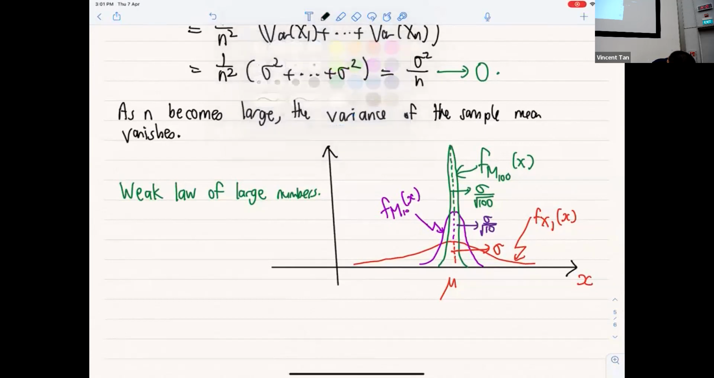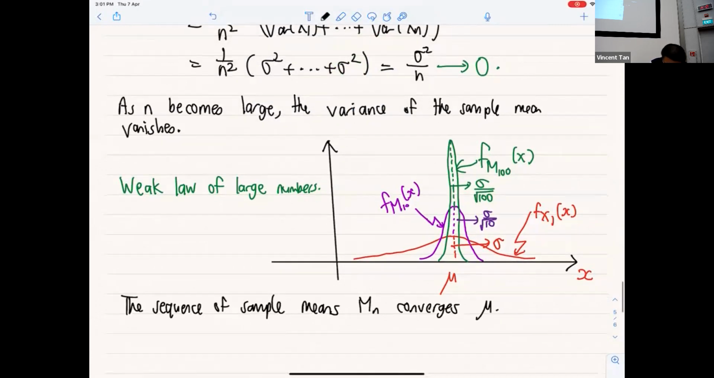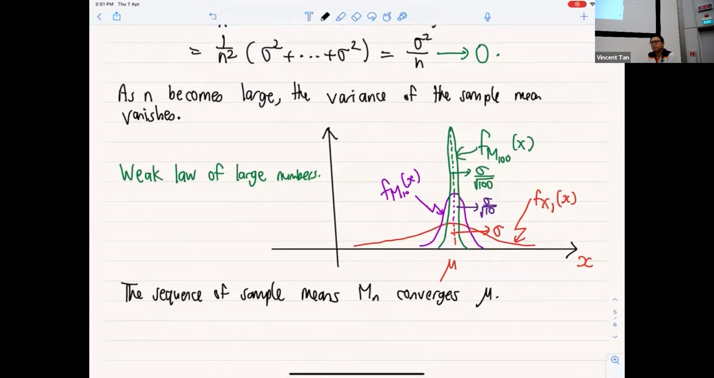Let me just put a comment here before we take a break. The sequence of sample means, Mn, converges. Converges means gets closer and closer to mu. There's nothing interesting about this behavior because we basically get towards the delta function, if you know signals and systems. That means we're not converging to any particular interesting distribution, not Gaussian. So what can we do to make this more interesting? That will be the subject of our discussion after the break.